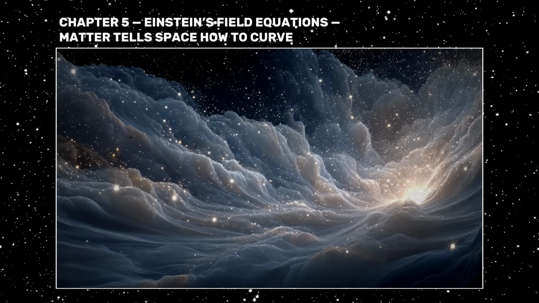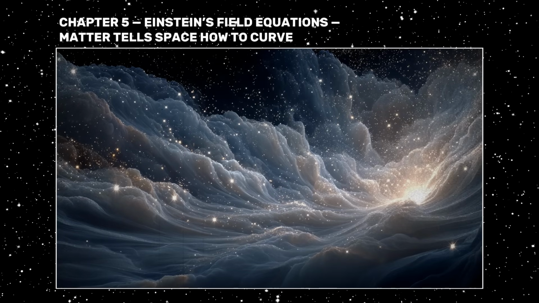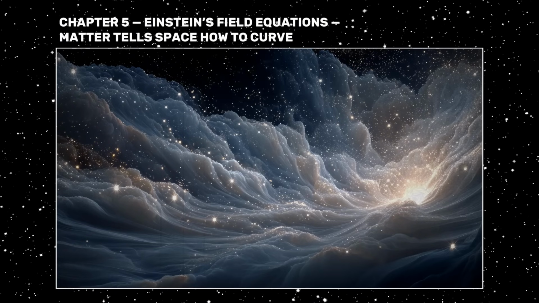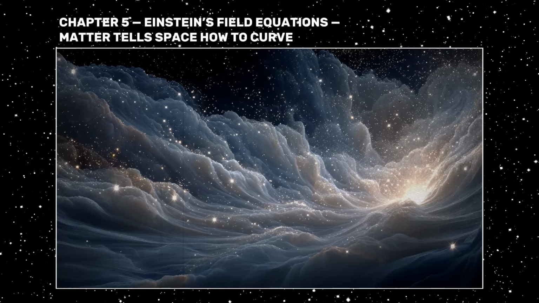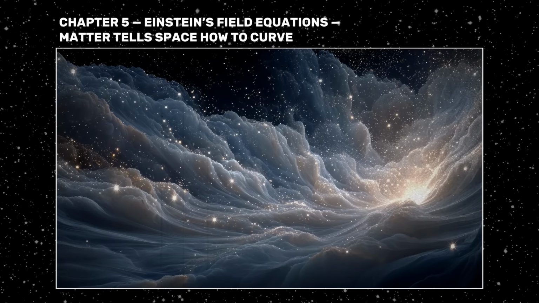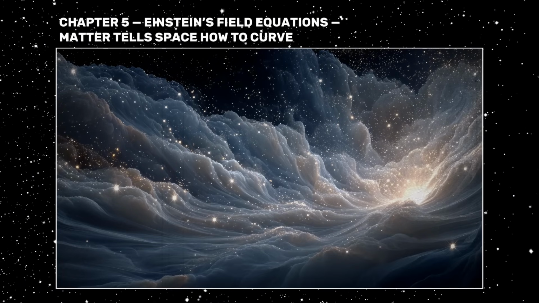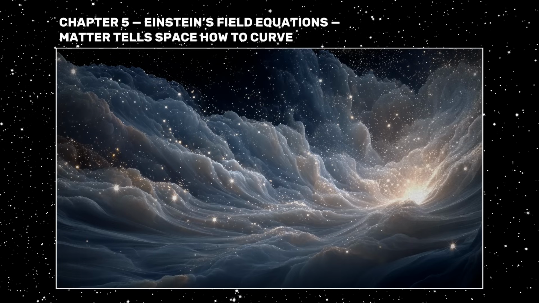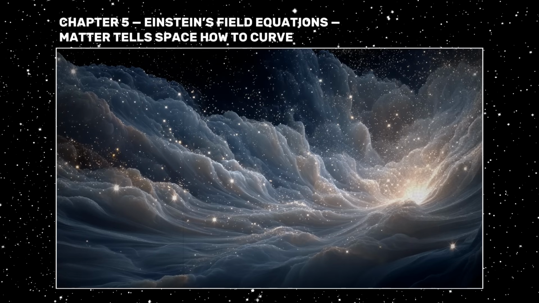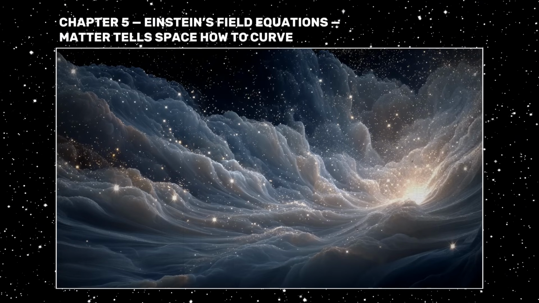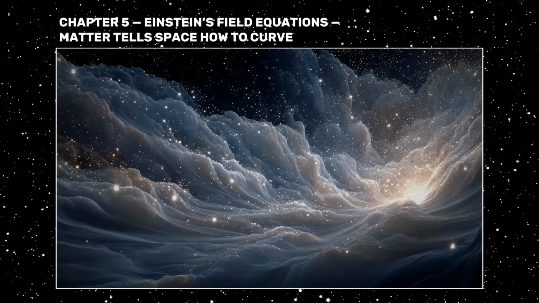The core of the equations links two tensors. On one side is the Einstein tensor, a mathematical object built from the curvature of spacetime. This tensor condenses the information of how spacetime bends, stretches, and twists. On the other side is the stress-energy tensor, which contains the energy, momentum, pressure, and stress of whatever matter and fields are present.